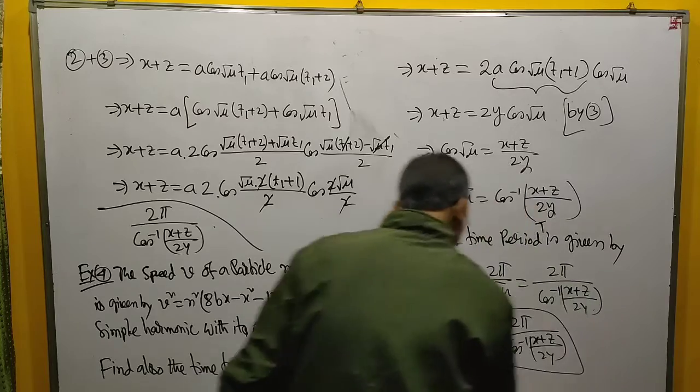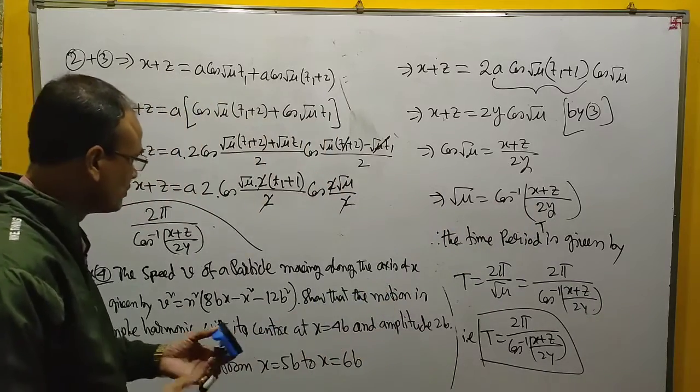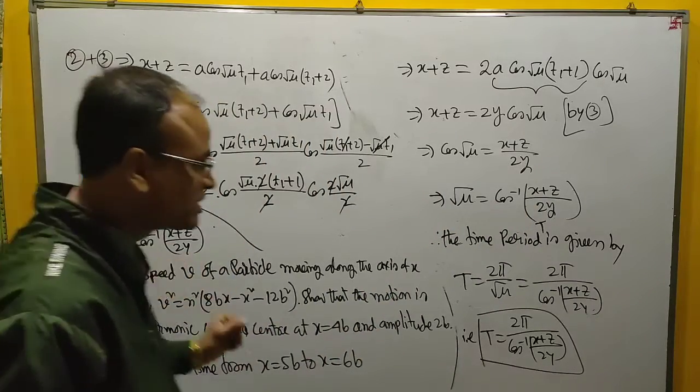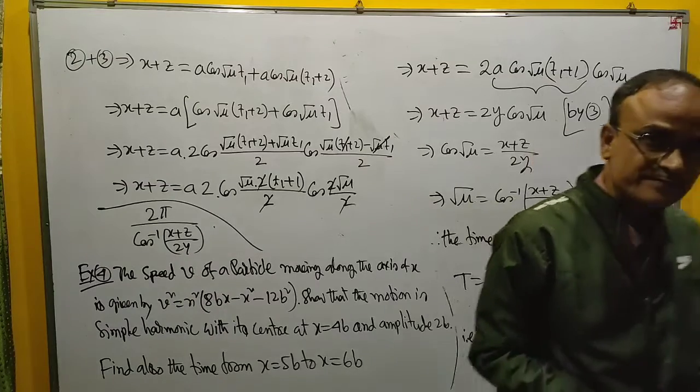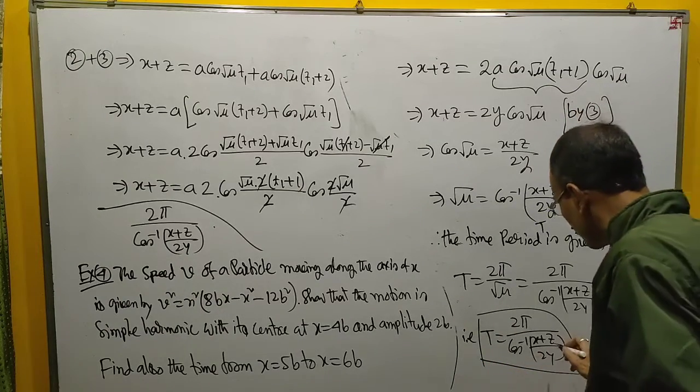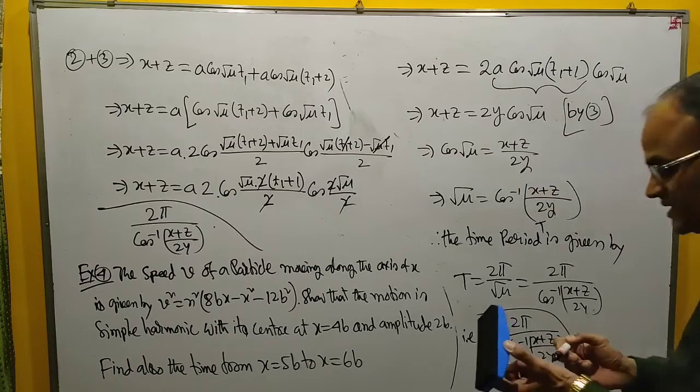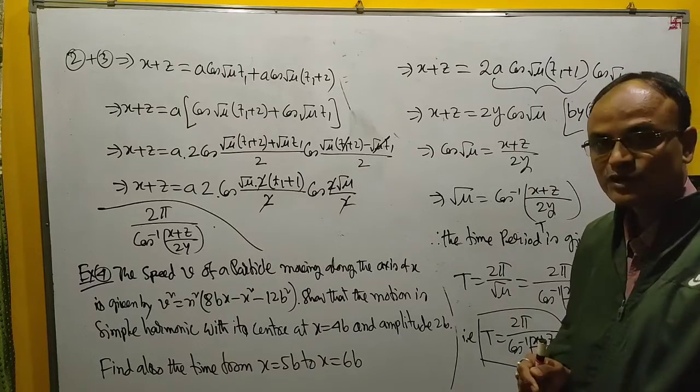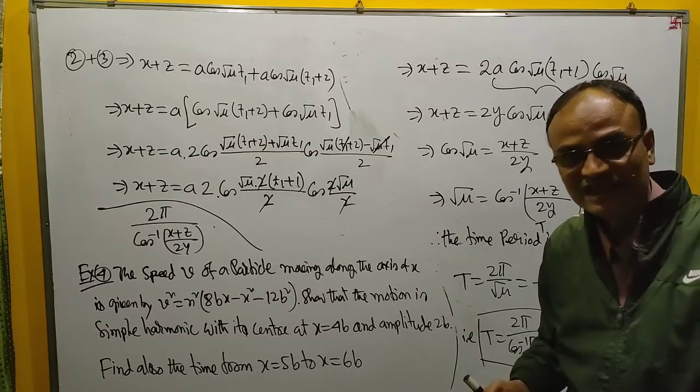This is the periodic time. T equal to twice pi divided by cos inverse x plus z divided by twice y. This is the periodic time or time period. Therefore, we have solved the question number 3.